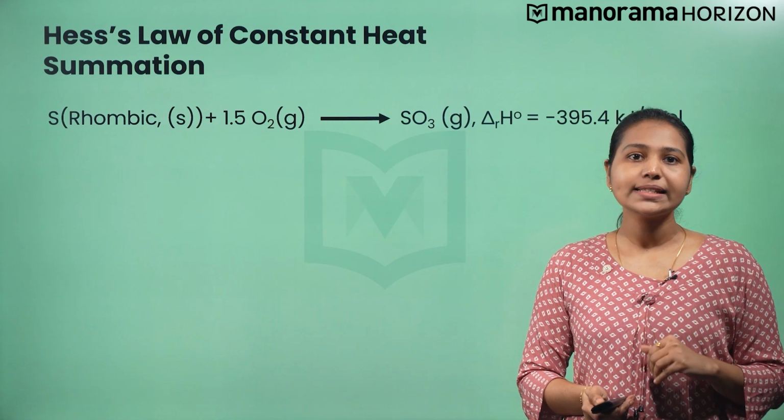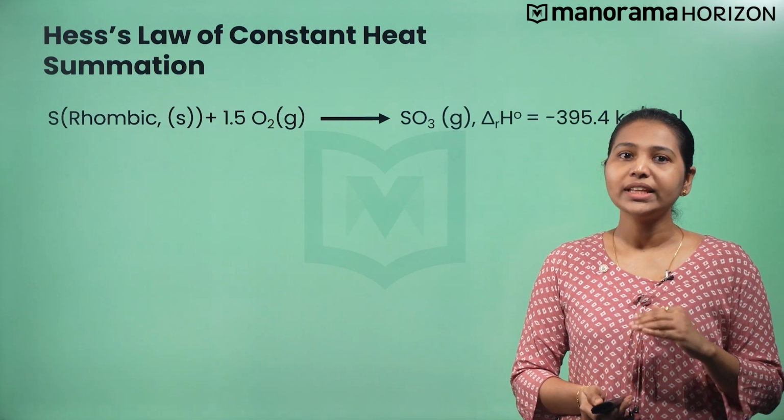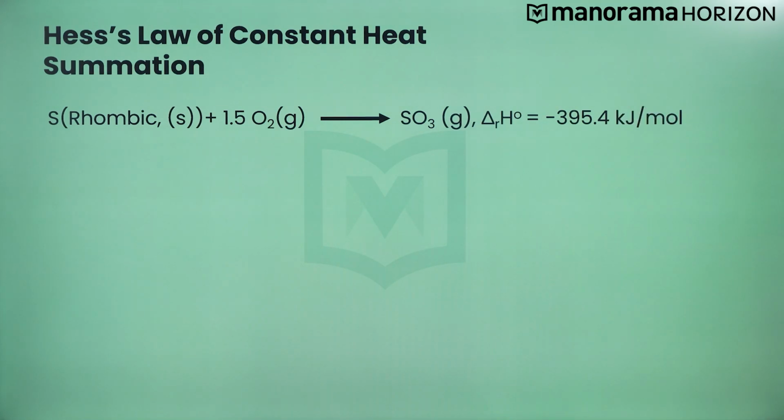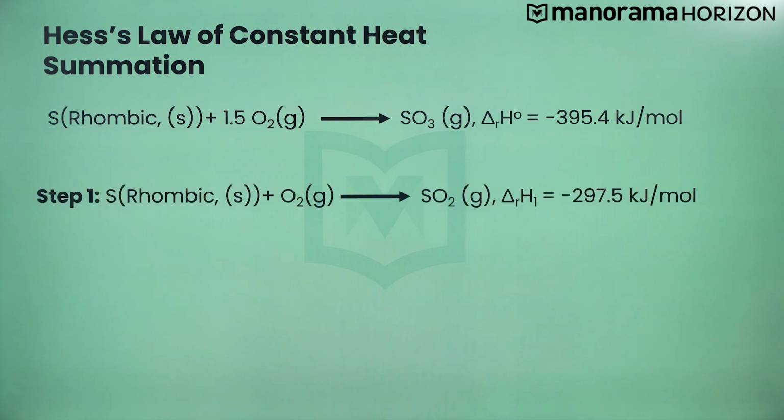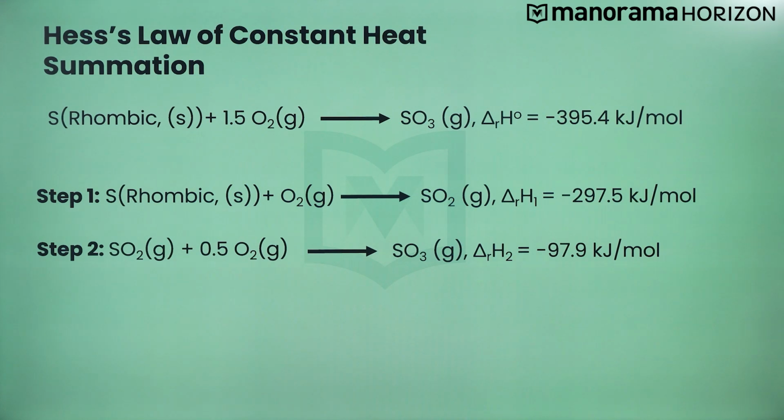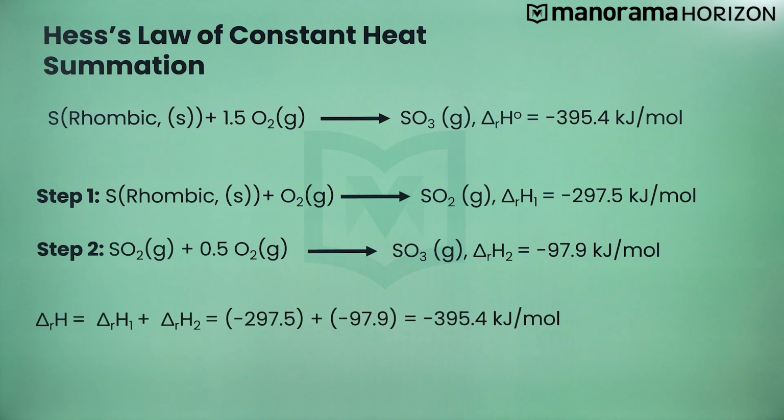Next, let us learn Hess's law. We may understand this with an example. Consider the formation of sulfur trioxide by the burning of sulfur in its elemental state. During the process, the heat evolved is minus 395.4 kilojoules per mole. Now, if you break down the reaction to 2 steps, in the first step, sulfur dioxide is formed, and in the second step, sulfur dioxide reacts with oxygen to form sulfur trioxide. See here, I have mentioned the heat evolved for each step. Now, if you add heat evolved for each step, you will get minus 395.4 kilojoules per mole.